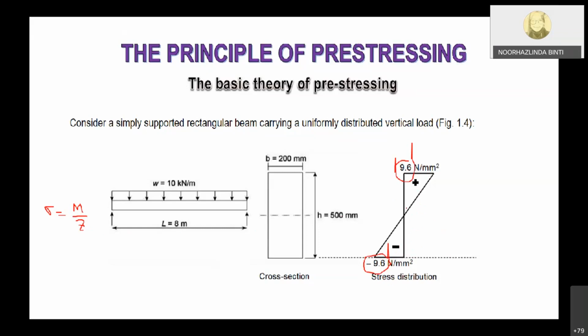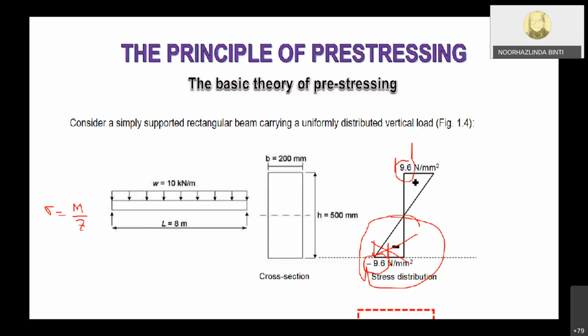So in pre-stressing, what we want to do is eliminate this 9.6 Newton per square millimeter. We don't want this. That's the purpose of pre-stressing, because tensile is the weakness. It will make that particular structure crack. So how to eliminate that? We need to introduce a certain amount of pre-stressing force that can eliminate that 9.6 Newton per square millimeter. So that's how pre-stressing works.